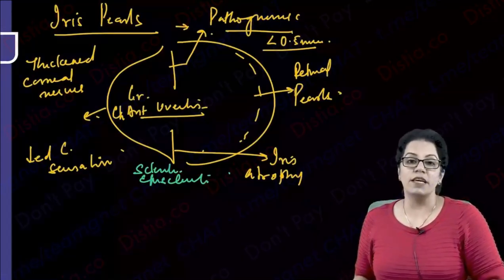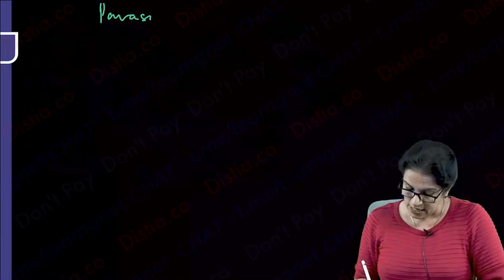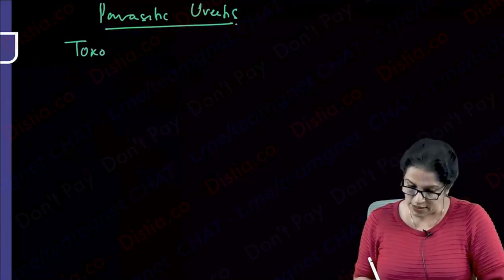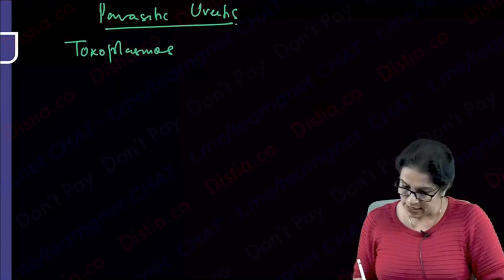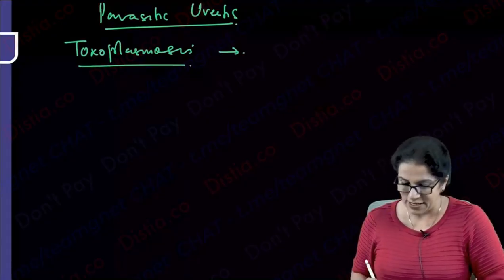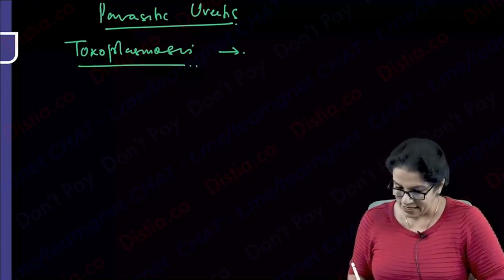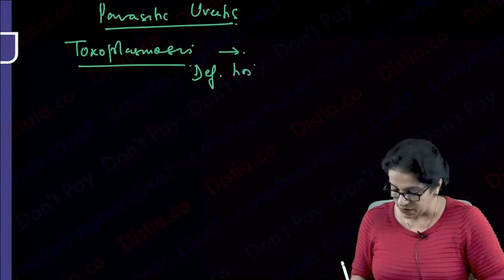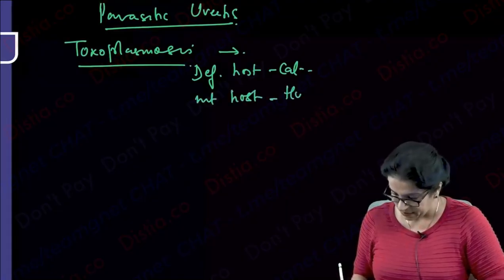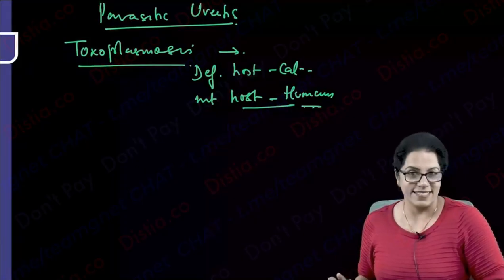Okay, so our next heading would be your parasitic uveitis. What do we need to learn in parasitic uveitis? Very important and most important for all of us is toxoplasmosis. Toxoplasmosis, you all know what is the definitive host of this parasite? It is cat. Okay, so definitive host is cat and the intermediate host is your humans. So we have to be very careful. You get infection from cats and the fecal matter of the cats.